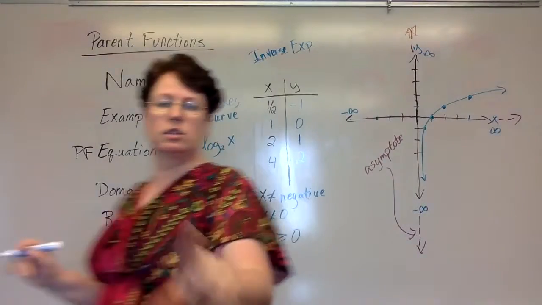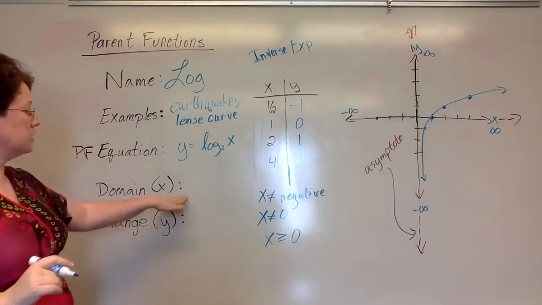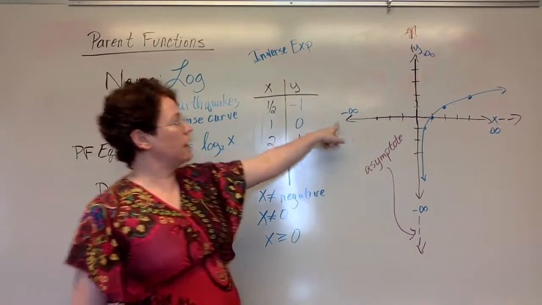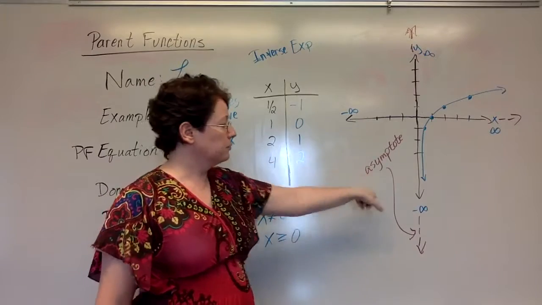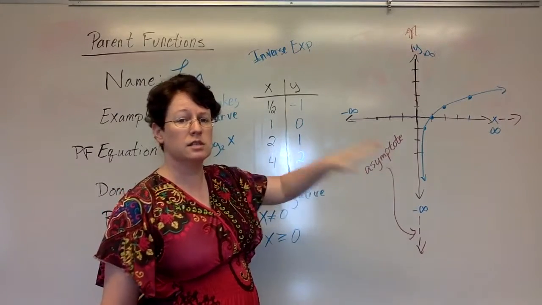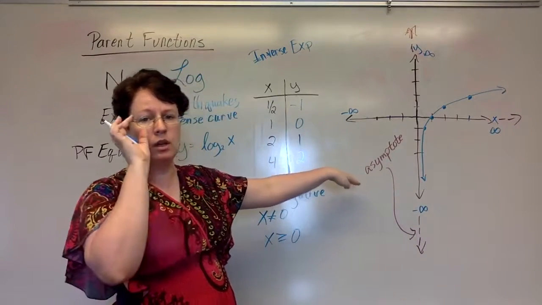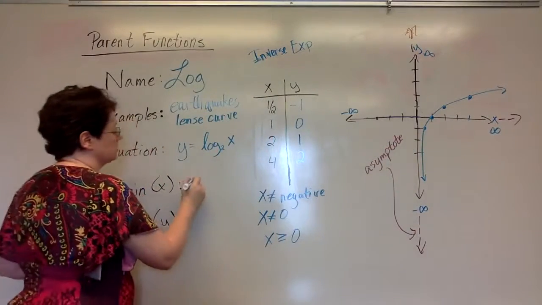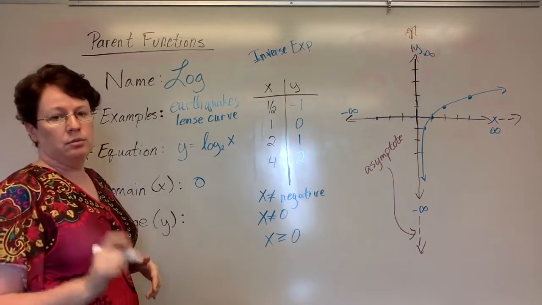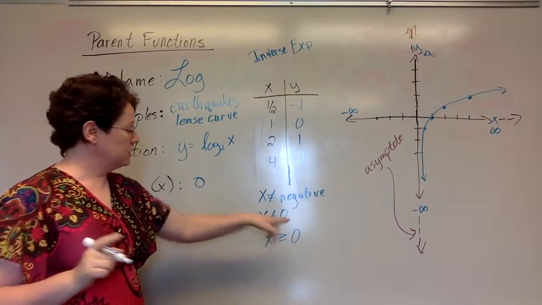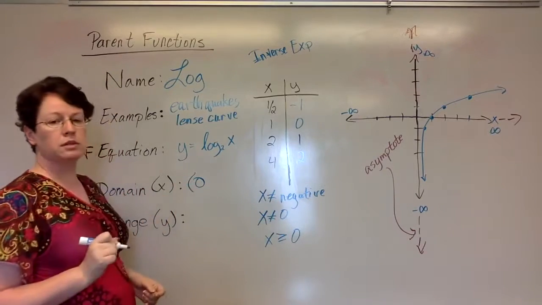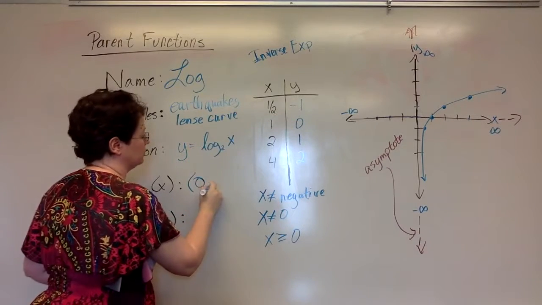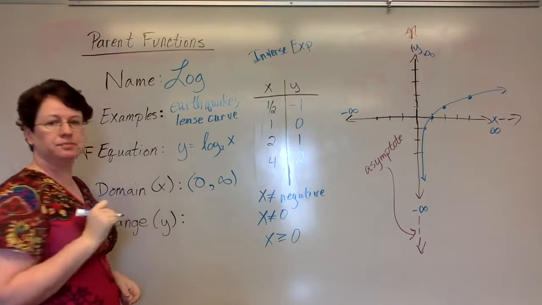Okay? So now let's look at the domain and range. Domain is super easy. Remember, it's all the way to the left, all the way to the right. Well, all the way to the left would be negative infinity. But it doesn't go there because it's not going to cross that asymptote. So where does it stop? 0. It stops at 0, but it doesn't touch it because it can't be 0. So it's a parenthesis. How far to the right does it go? That's the easy part. It goes to infinity.